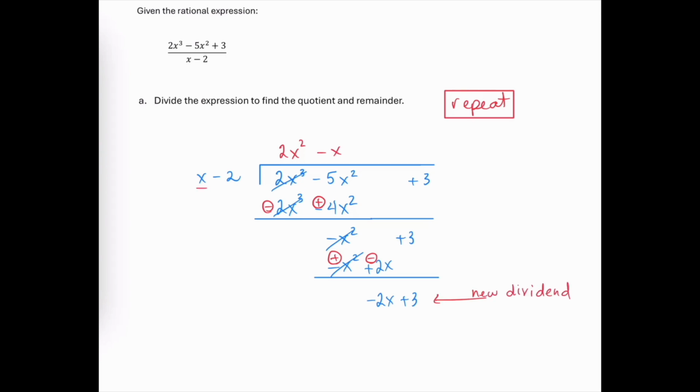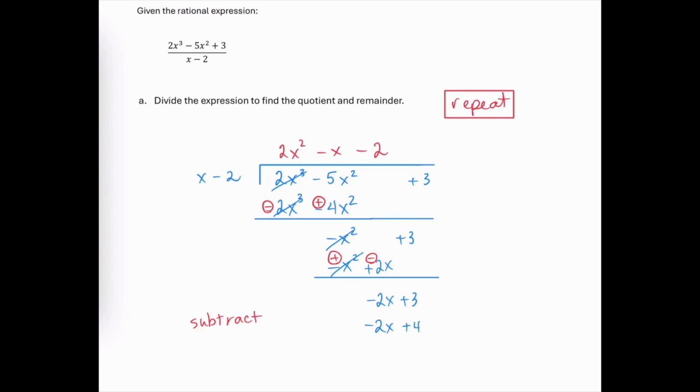We begin by looking at the first term of the divisor and comparing it to the first term of the new dividend. And then we ask, x times what is negative 2x? X times negative 2 is negative 2x, so negative 2 is the next term of our quotient. Now we multiply, and negative 2 needs to be multiplied by the entire divisor, which means that we distribute negative 2 into both terms. So negative 2 times x is negative 2x, and again you can see that this first product does exactly match the term that's above it. Then negative 2 times negative 2 is positive 4, and this is where we subtract.